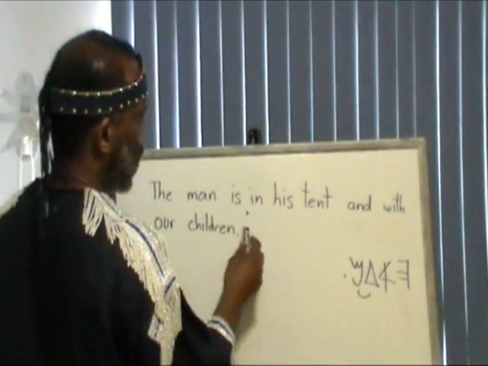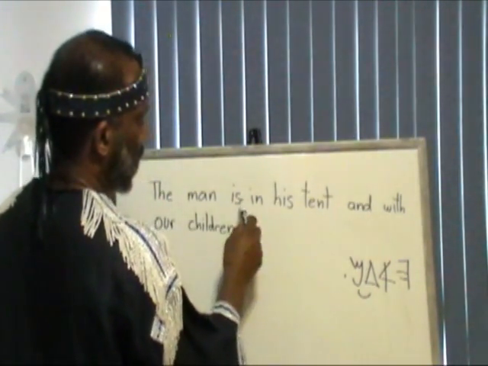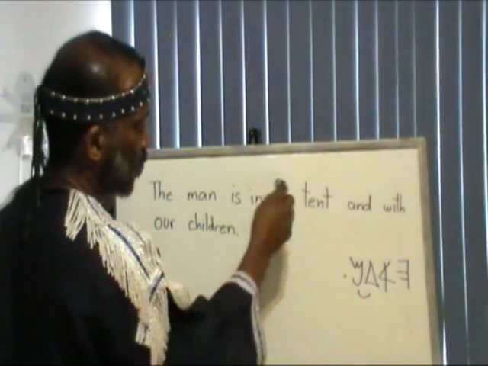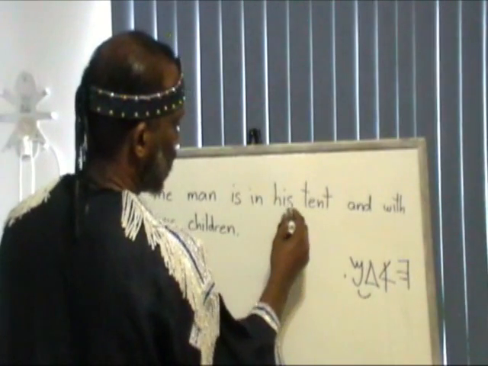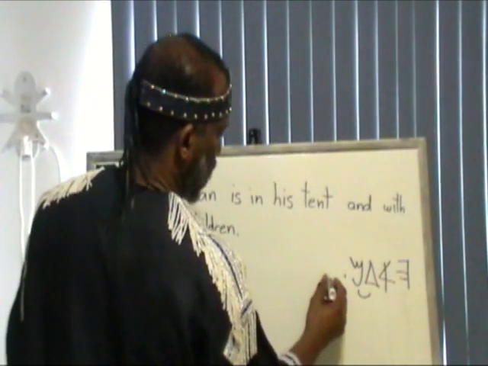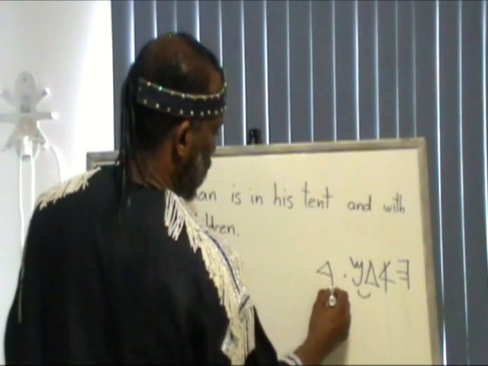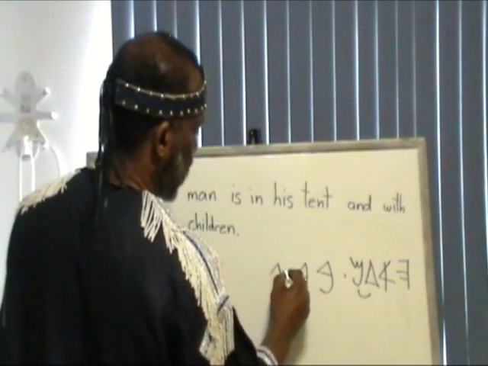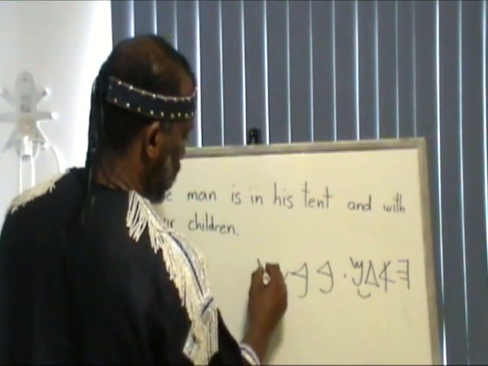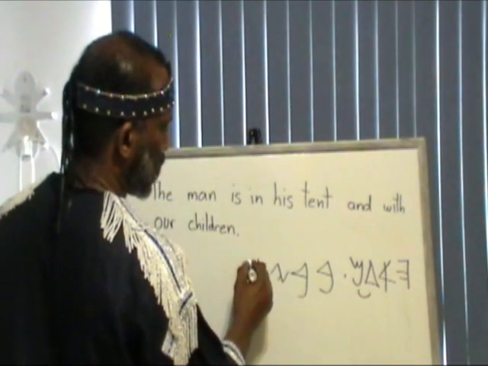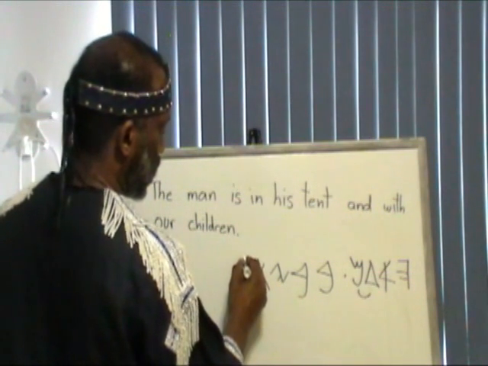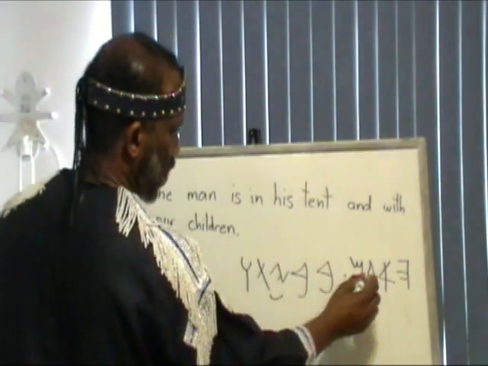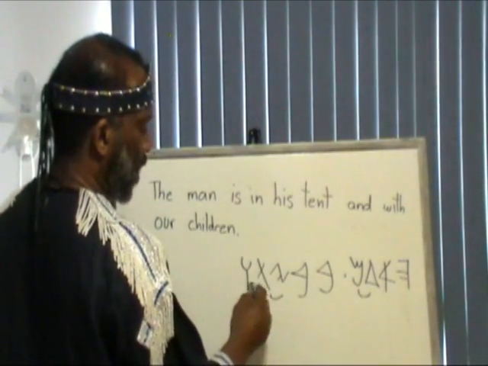That's the man is in his tent. In his tent here is what? A prepositional phrase. So we're going to write it as such. So in his tent, that's ba. Bayath, which is tent. And his, the preposition or the possession, is wa. So here we have Ha'adam ba bayathwa.